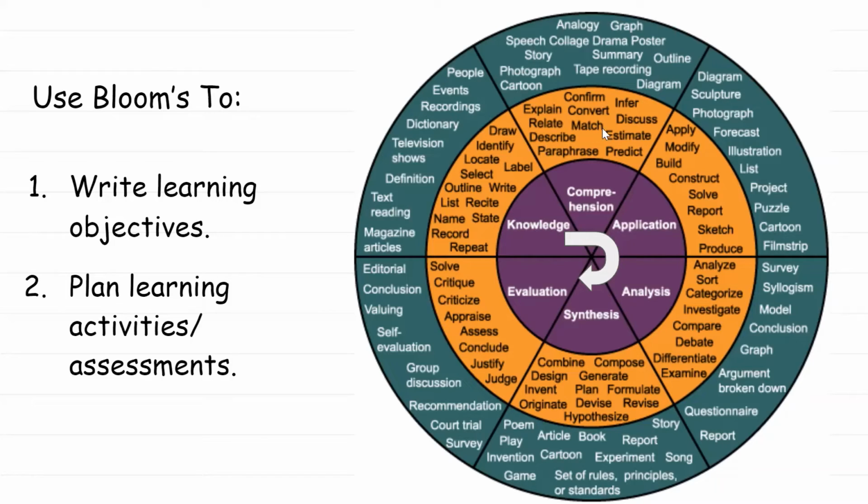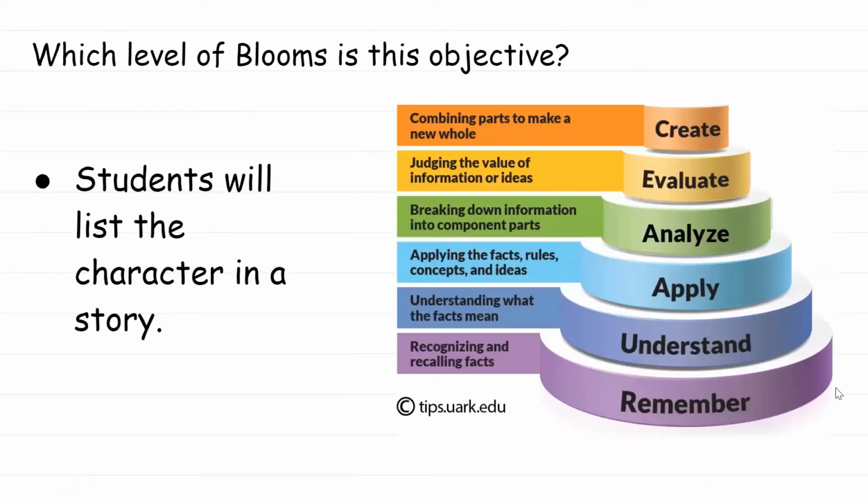So these show you all the different types of actions that students can take. And then here in the greenish areas, these show you the different types of things that students can do. These would be like the products that you might see from students here. So this is really great when you're writing your learning objectives.